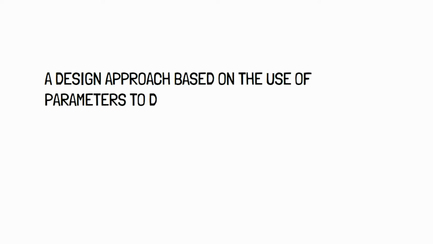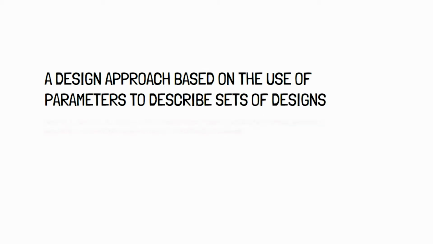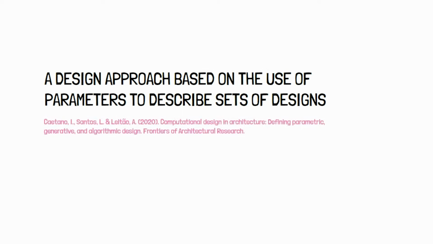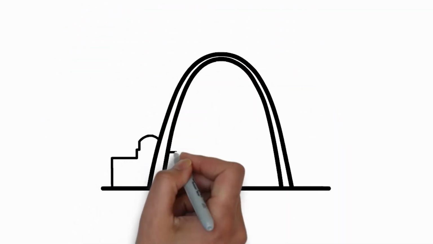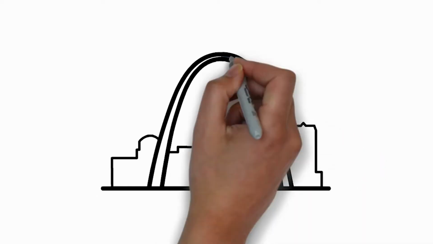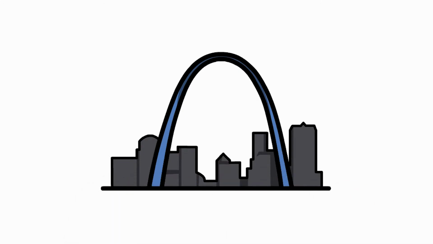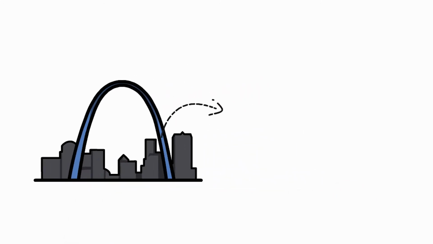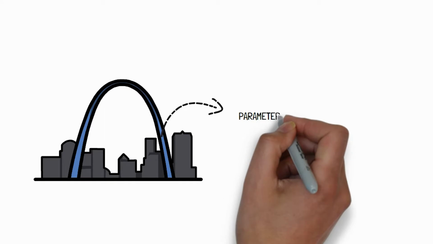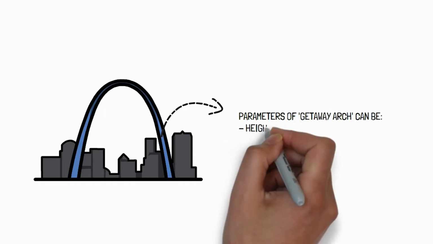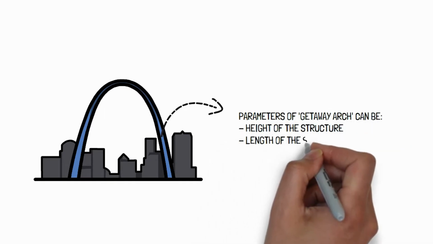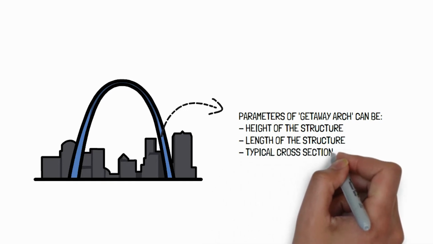It's a design approach based on the use of parameters to describe sets of design. It's not entirely a new concept, but it has gained popularity for the last 10 to 20 years. To illustrate it better, here is a monumental architecture project called Gateway Arc. We can infer three design parameters of these projects: the height, the length, and the typical cross-section.